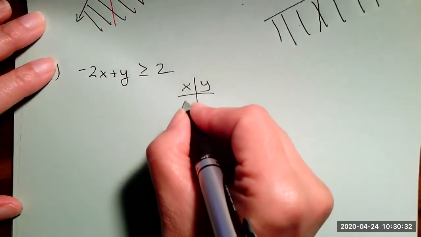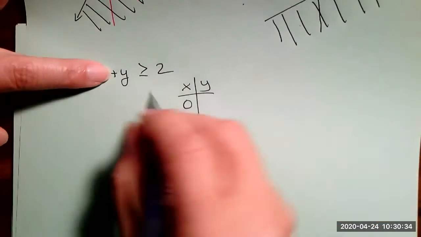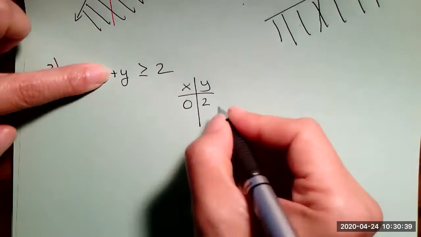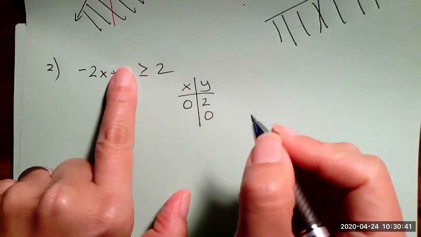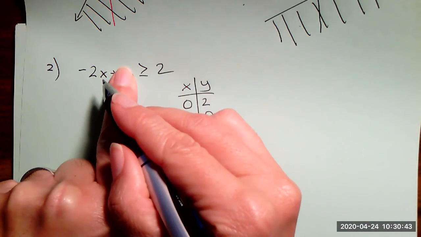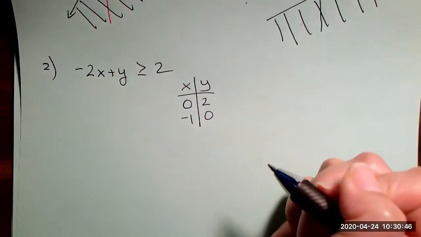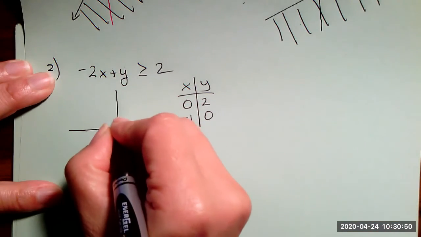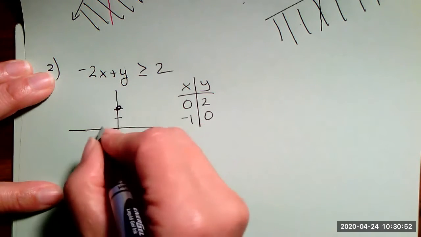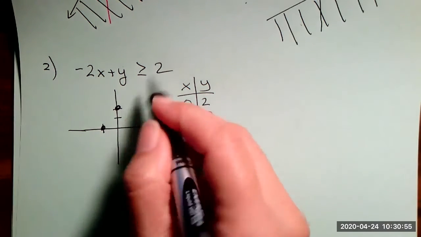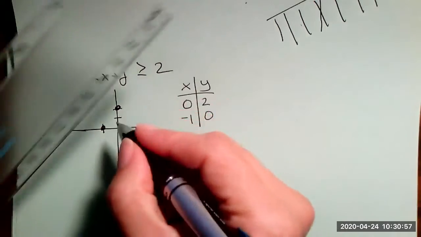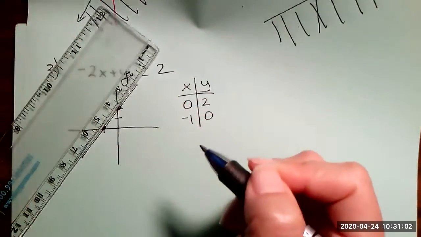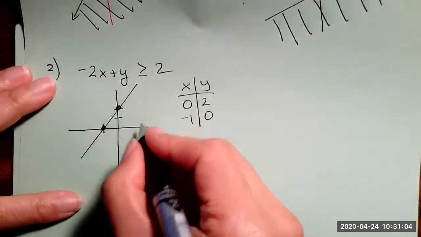If x were 0, this would go away. So my y value must be 2. If y were 0, this would go away. My x value has to be -1. All right, so now I can graph this. I'm going to plot my 2 points, 0, 2, and -1, 0. Now, solid, I'm just going to connect it. Bam. And then I test my point the same way I always test it.